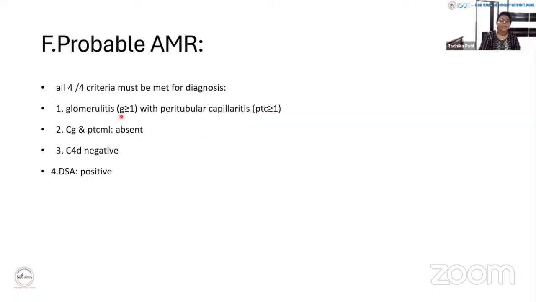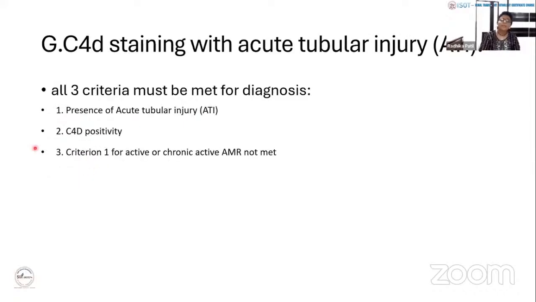So what is probable AMR? When there is glomerulitis along with peritubular capillaritis and the chronicity scores are absent and C4D is negative, but DSA is positive. That means when there are microvascular active lesions and DSA is positive, then it is probable AMR.